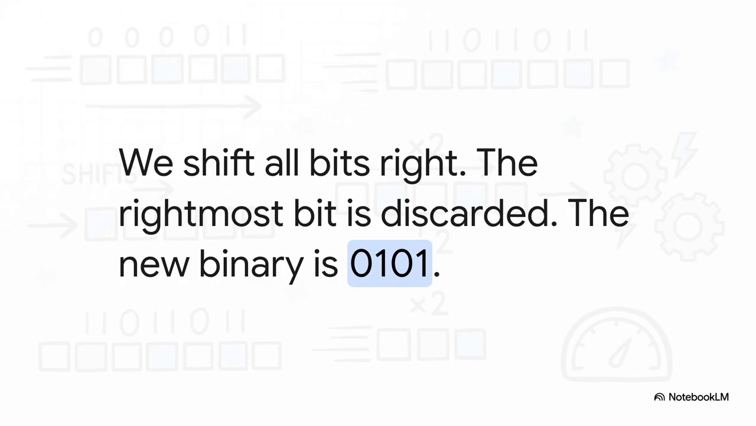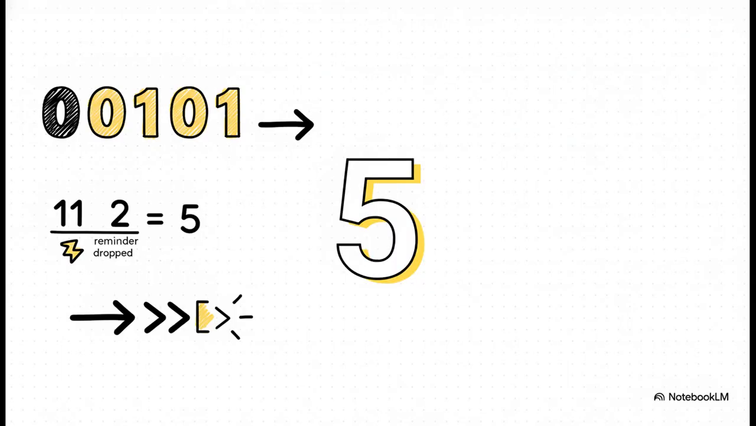Our new pattern is 0101. And the result? The binary 0101 is the decimal number 5. Now, I know what you might be thinking: hold on, 11 divided by 2 is 5.5. And you're right, but this is what we call an integer division. Any remainder just gets dropped. That's a really crucial thing to remember about the right shift. It can be lossy when you're dealing with odd numbers.